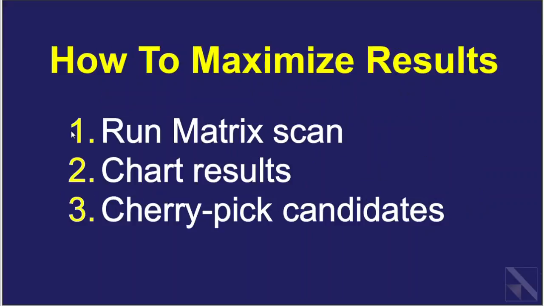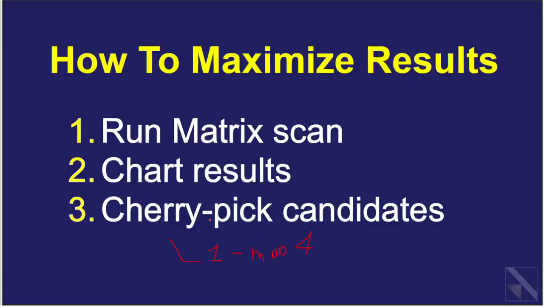So the way that you maximize this, you run the matrix scan, you chart results, and you cherry pick the candidates. Now, what do I mean by chart results, cherry pick candidates? Run the matrix scan. We're looking for overpriced options. It's going to bring a list of stocks to the table. I then chart them. When I chart them, I'm looking for two things. I'm looking for, number one, what we talked about in Module 4, okay? I'm looking for those characteristics.